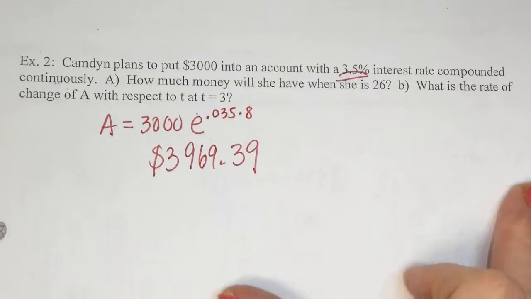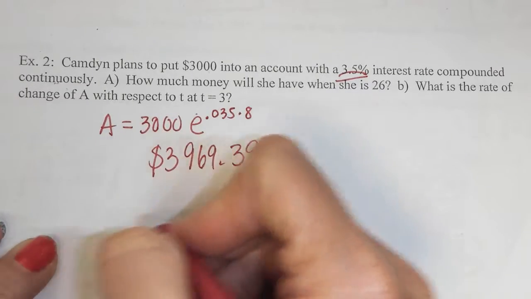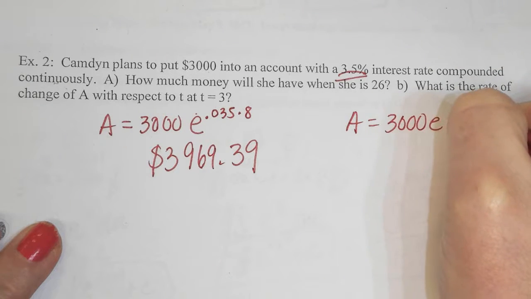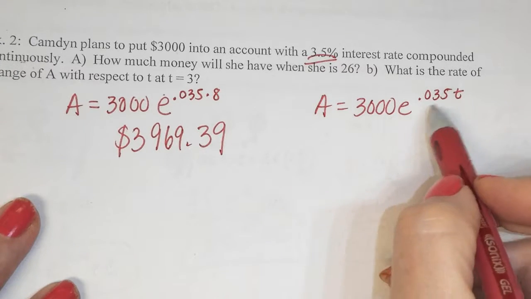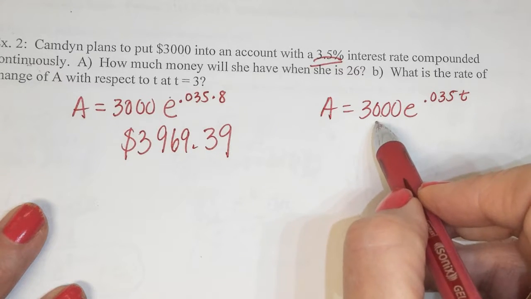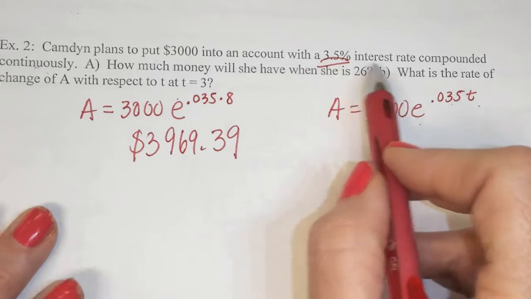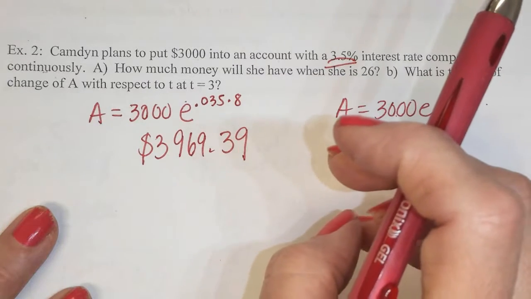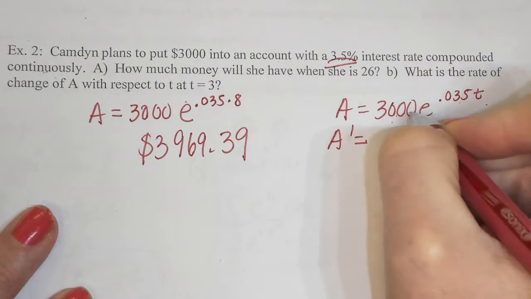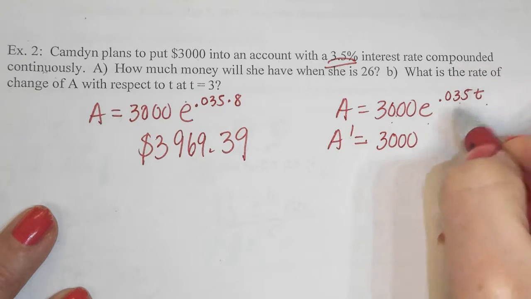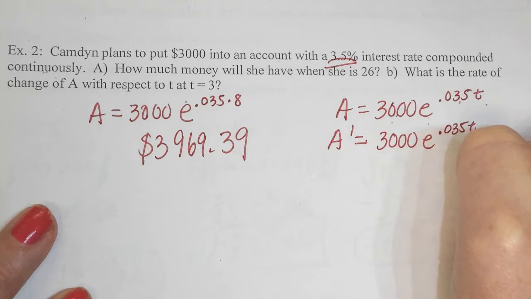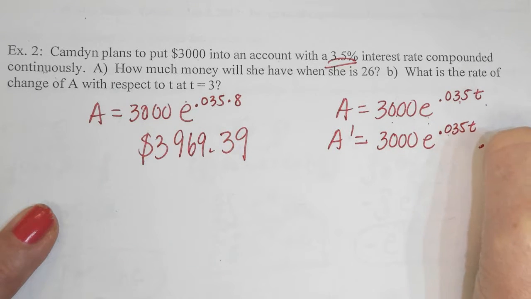Okay? And then the last part, what is the rate of change of A? Well, now I have to go back to my original formula here. Okay, that's our formula for all the time. P e to the rt. And we're going to find the rate of change. Well, what does rate of change mean? It just means to find the derivative, right? So this is going to be A prime equals, we bring down the coefficient. The derivative of e to the u is still e to the u, but times the derivative of u, which is 0.035.